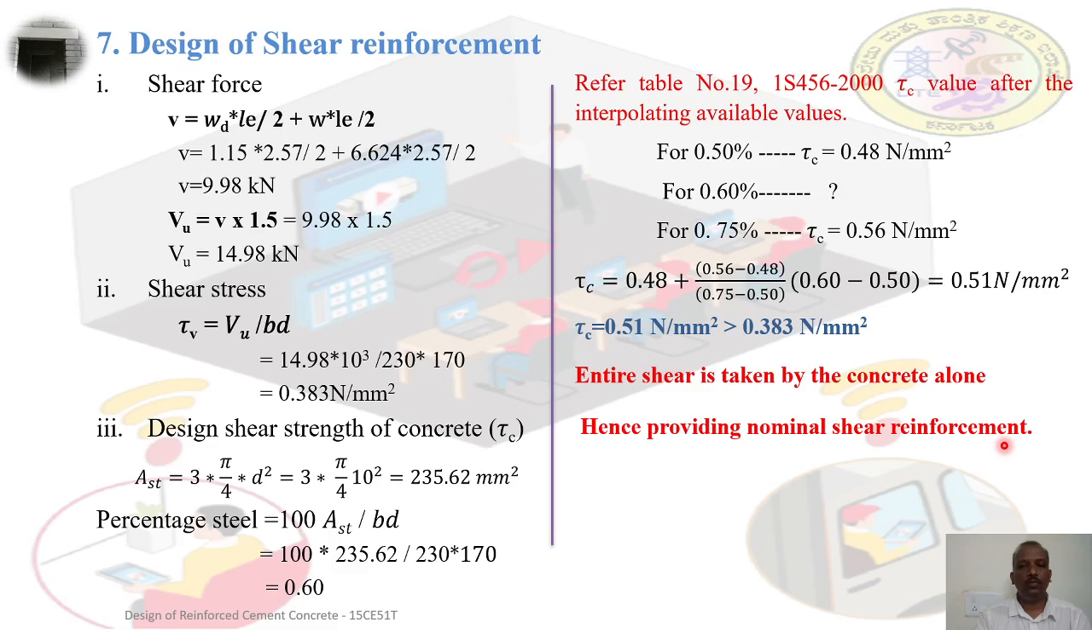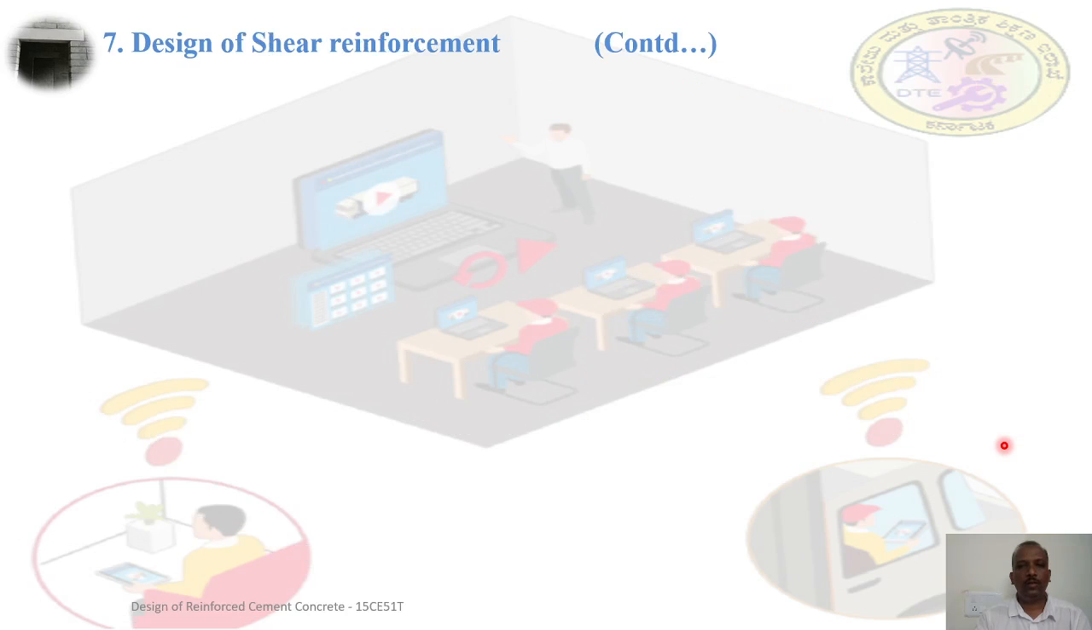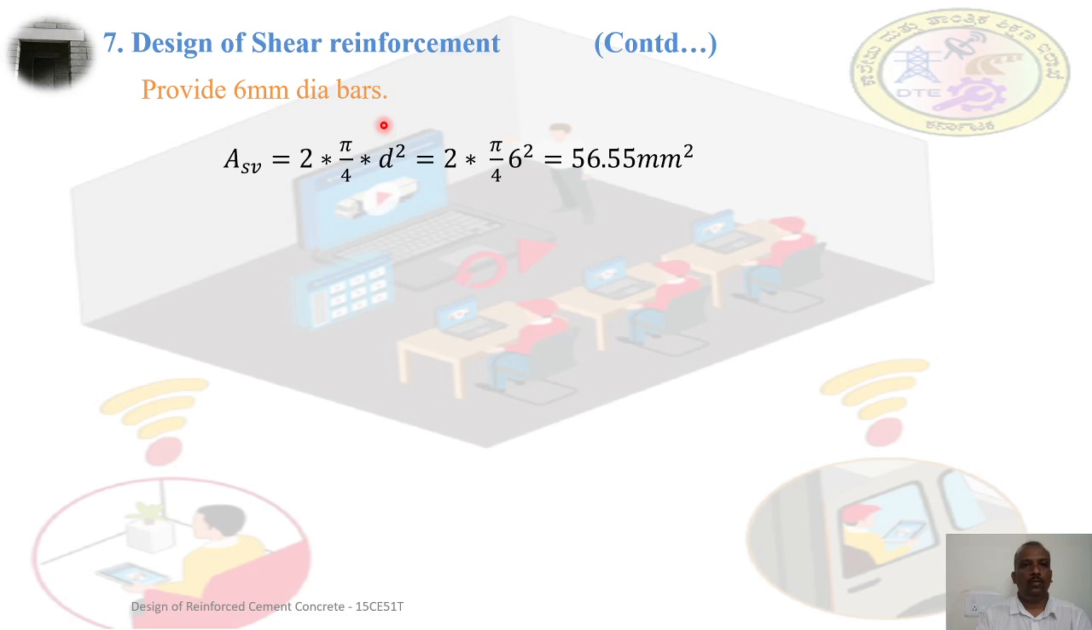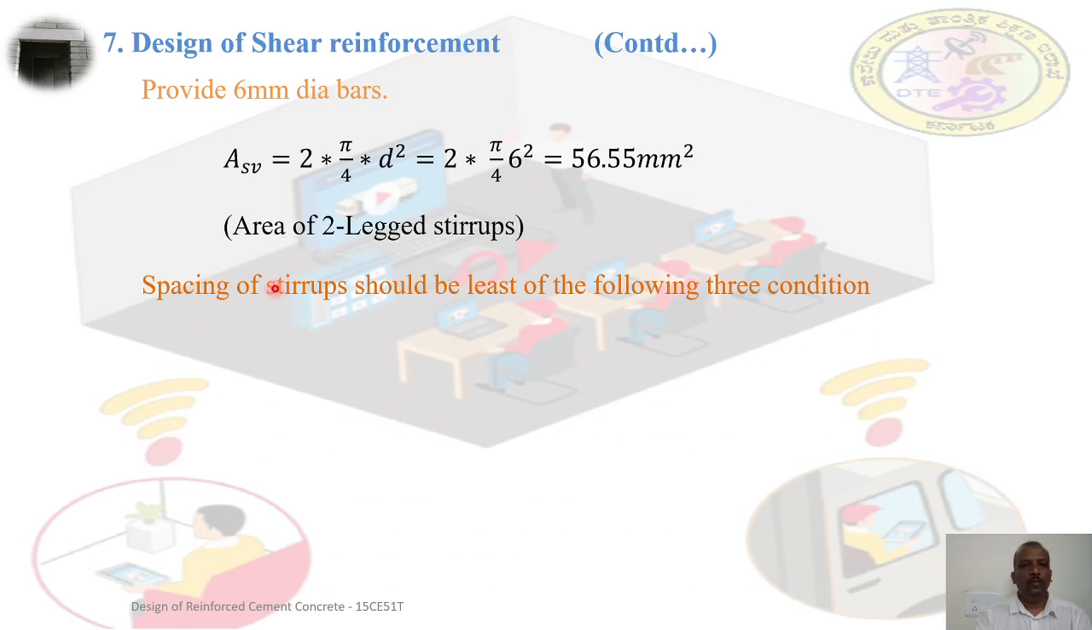To provide the nominal shear reinforcement, we are providing 6 mm diameter bars as 2-legged stirrups. So the area of one stirrup is equal to 2 times pi by 4 into d square, that is 56.55 millimeter square, the area of the 2-legged stirrup. Now we need to provide them in the form of spacing. The spacing of stirrups should be the least of the following three conditions.